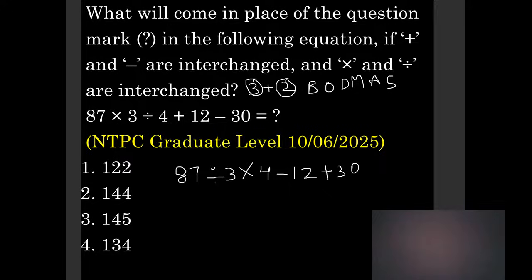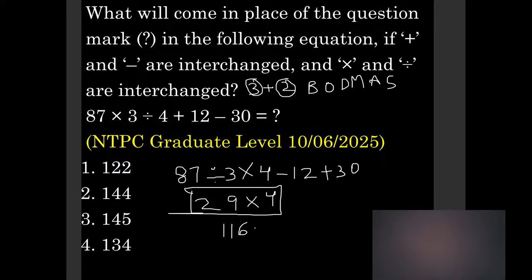BODMAS means first it is division. 87 divided by 3 is 29. So 29 into 4. Next it is multiplication. First you should multiply, after that you should add, next you should subtract. So first I simplify 29 into 4, and if you multiply, you get 116.